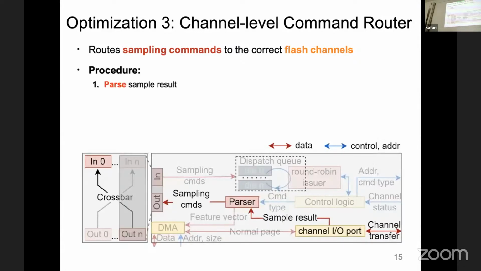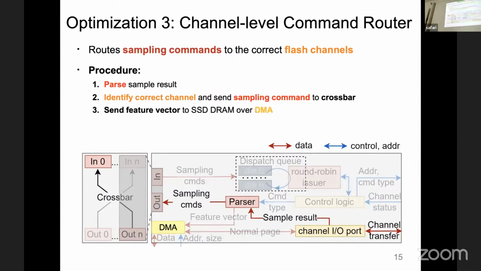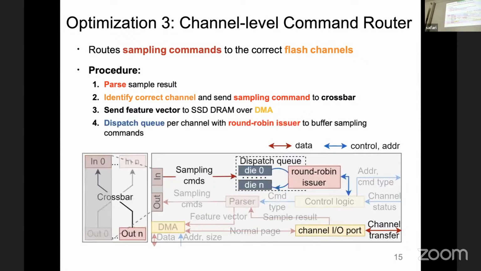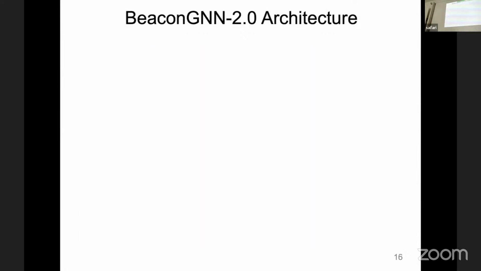For the procedure, we basically first parse the sample result we got previously. Then we identify the correct channel and then send the sampling command to the crossbar, to the correct channel. Then they send the feature vector to the DMA so they can be processed by the FPGA fabric. And they use a dispatch queue for each die per channel, for the commands to be computed, and they use a round-robin issuer to issue those.